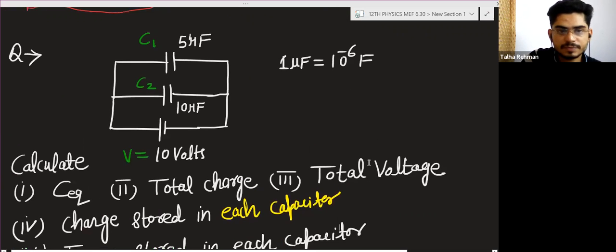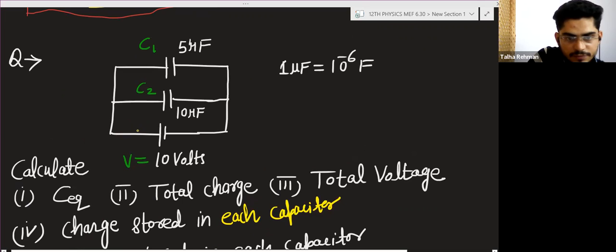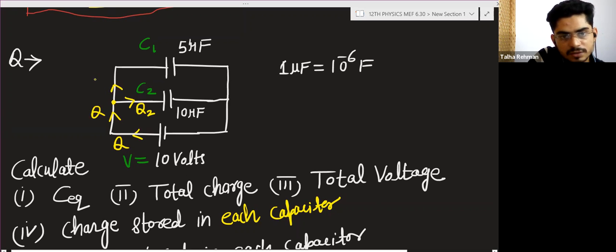In each capacitor, the charge is Q going from here. But from this point, the charge will divide. Here, the charge will be Q2 and this will be Q1.